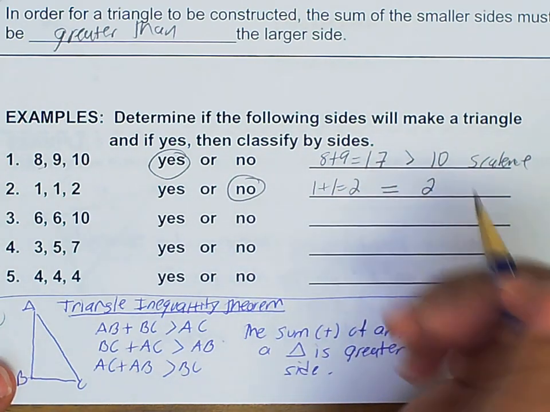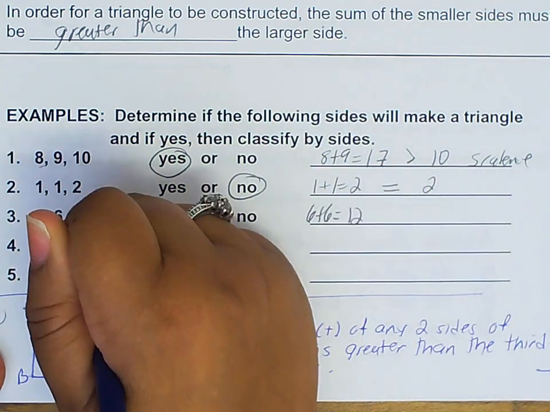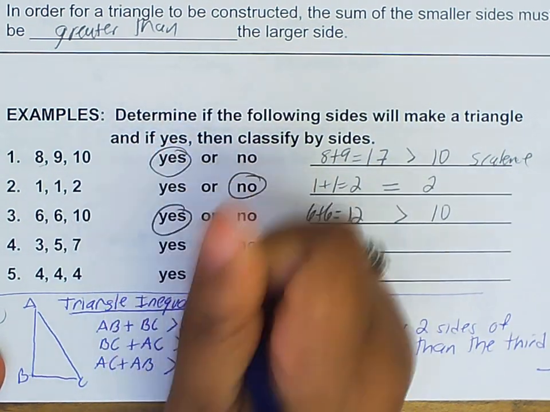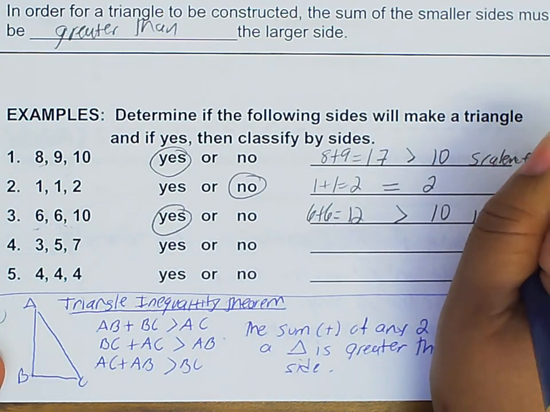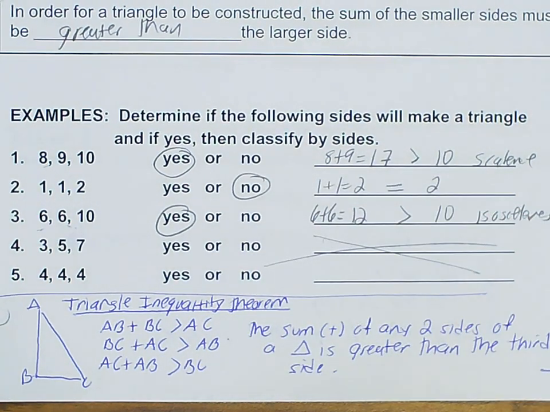All right, we're not going to do all these. We'll do one more. All right, we'll do 6 plus 6, which is 12. Then my other side is 10. 12 is greater than 10, so yes. And then I can see that 2 of these are equal, so I can say this is an isosceles. Okay? And then we can skip the other 2. Or you can do the other 2 on your own.